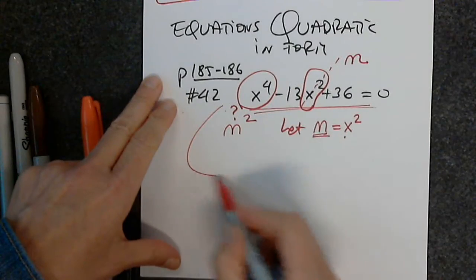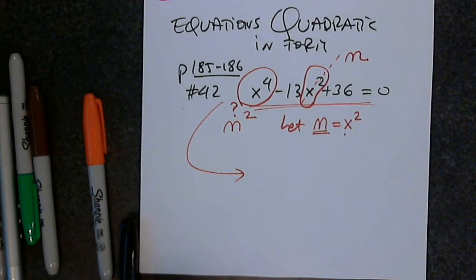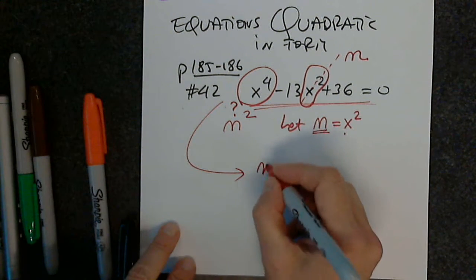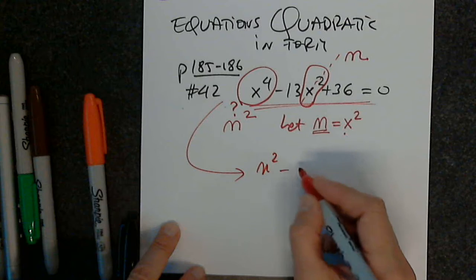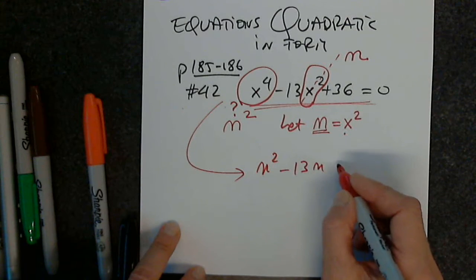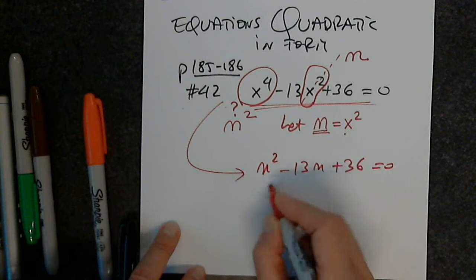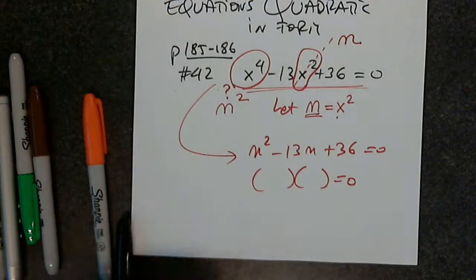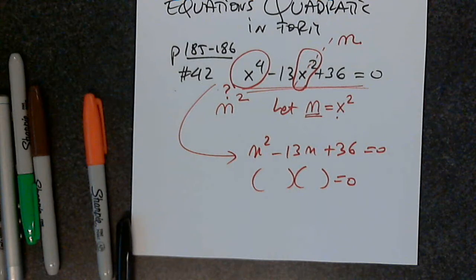So what would be the new equation that we just created? n squared minus 13n plus 36. This I know how to factor in a blink. With this, I don't have any difficulties. With x to the 4th, I could have had problems. I don't know how to factor x to the 4th.